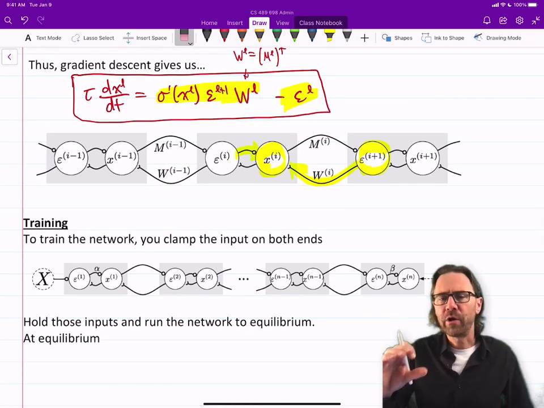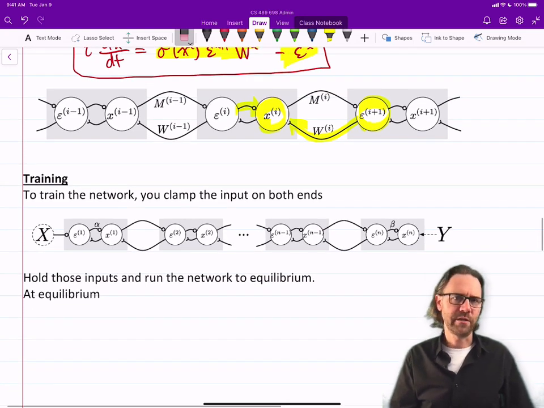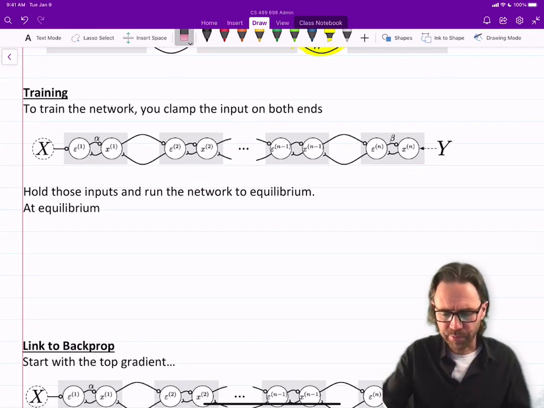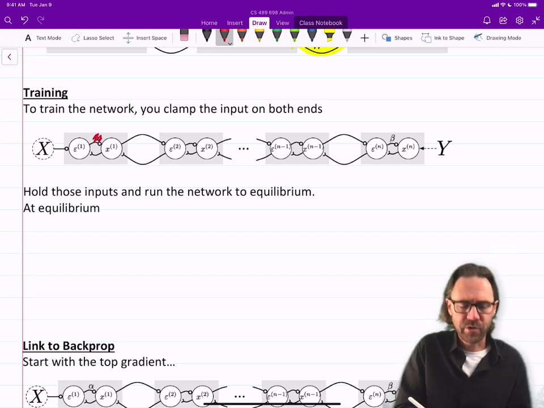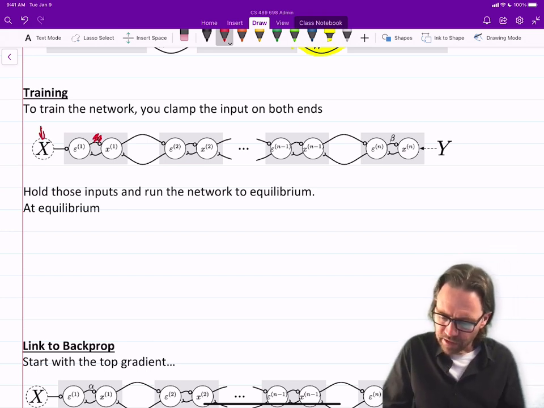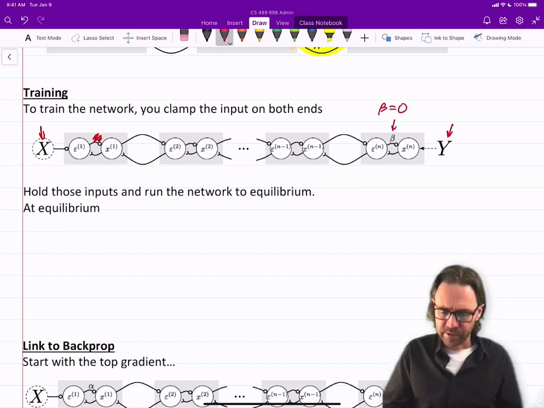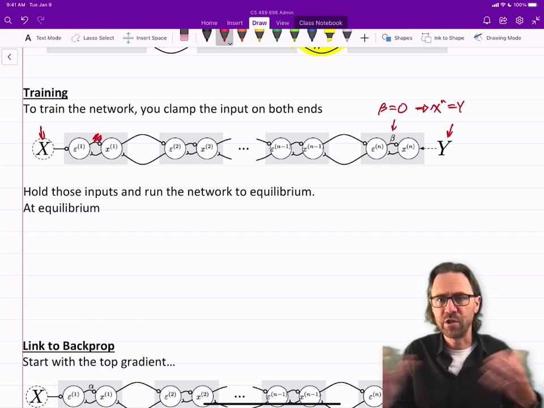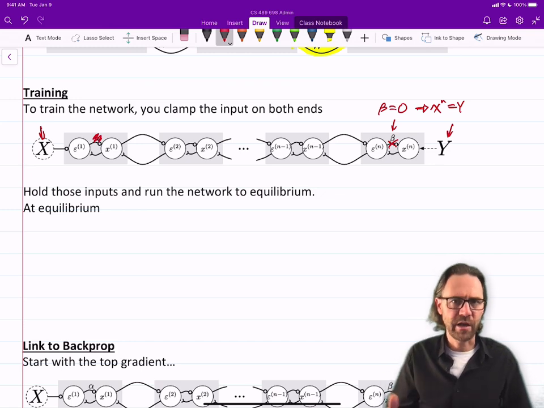Okay, so now we know how our error nodes are updated. We know how our state nodes are updated. How do we train this network? To train the network, you clamp the input on both ends. So for example, remember this alpha is not actually there. So you clamp the x and you set the y, and then you set beta equals 0. So when beta equals 0, that means xn will be fixed to the value y and won't change because there's no other input coming in, so it just stays put. There's no decay or anything.